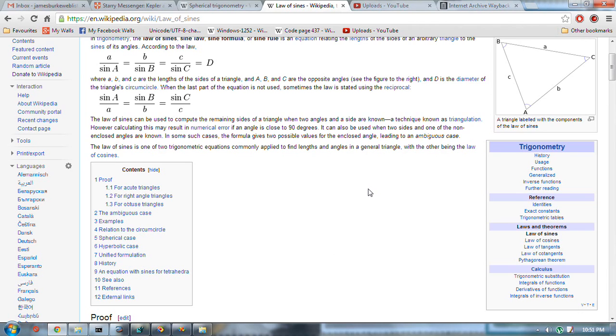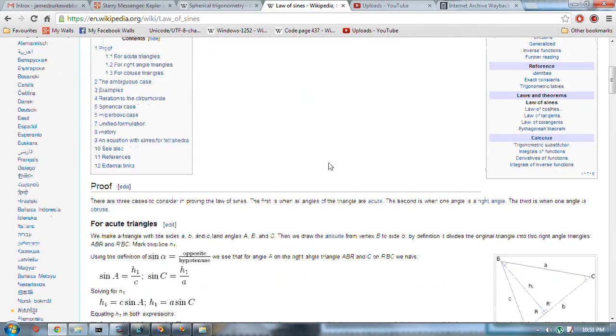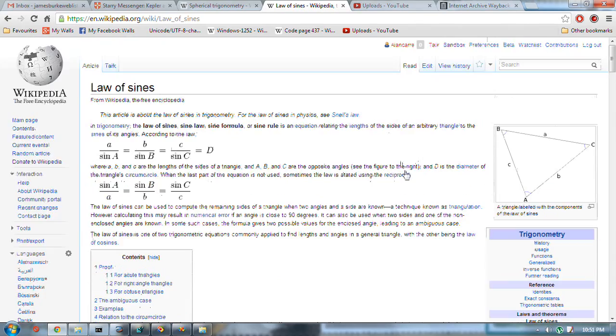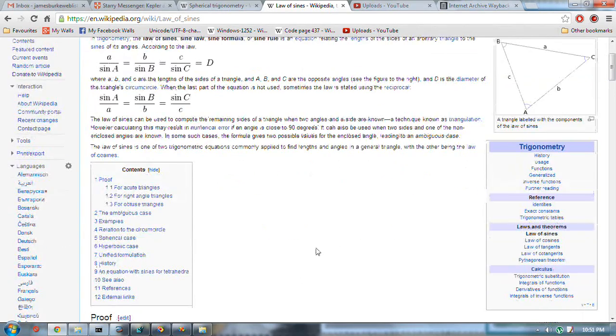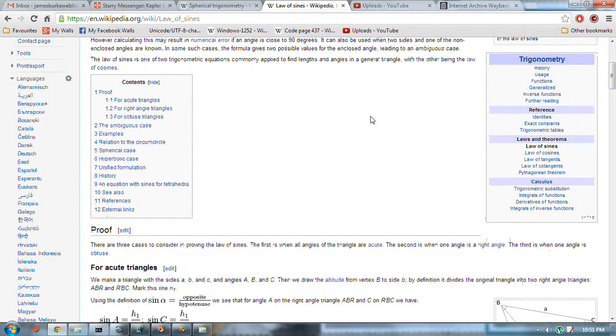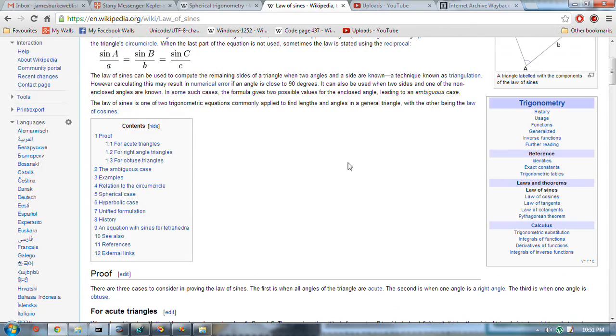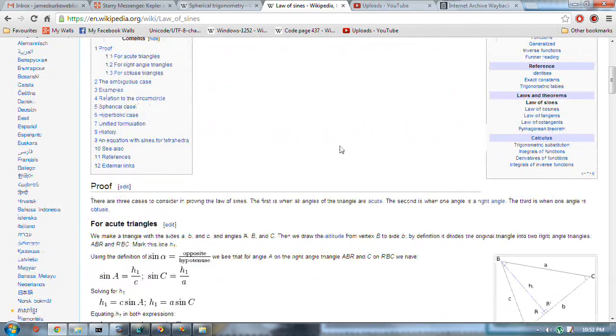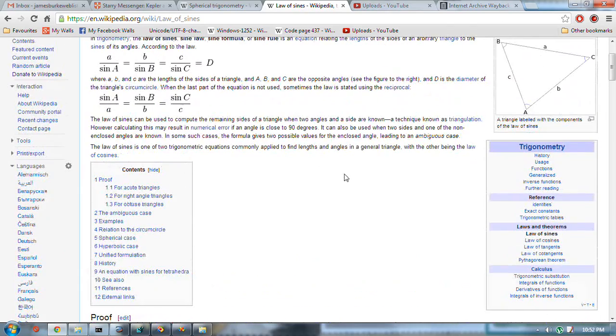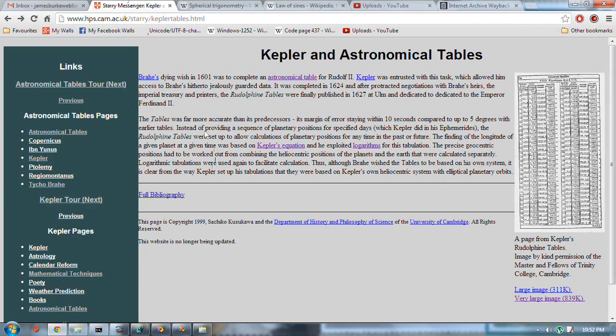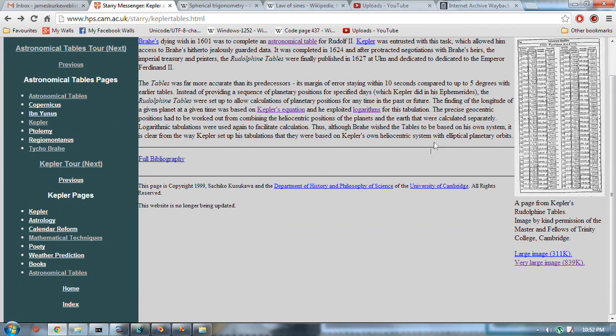Alright, so I was going to make a background with Tycho in it because he's such an important figure. Eventually his assistant, a guy by the name of Johannes Kepler, you've probably heard of him, used Brahe's data to come up with his famous laws, and ended up looking at this page to try and find the tables of all the data that Brahe had collected.